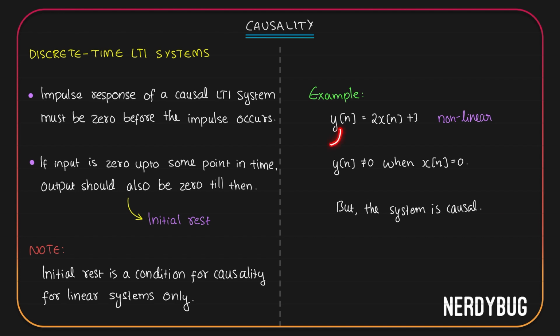The system is causal because y of n only depends on x of n, that is, the present input. Not only is it causal, it is also a memoryless system. So the system is causal, but initial rest doesn't apply to it. That's because it is not a linear system.